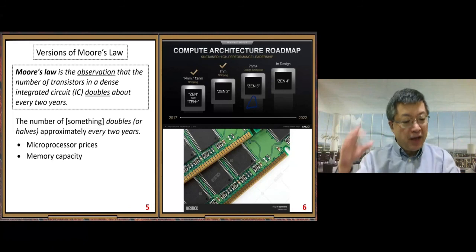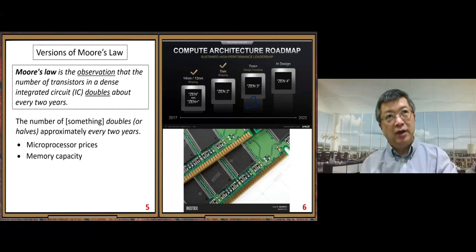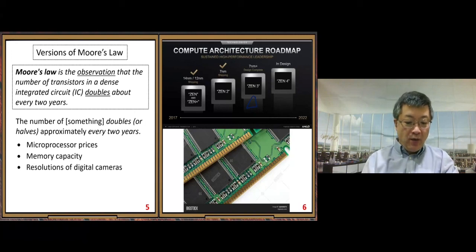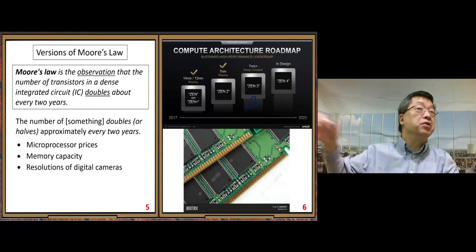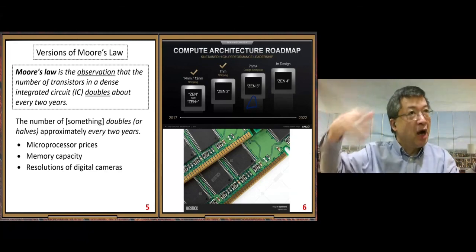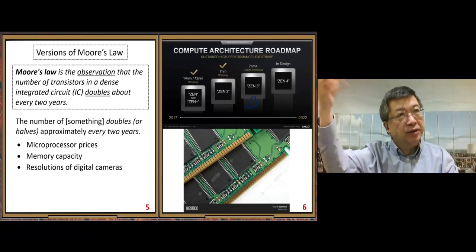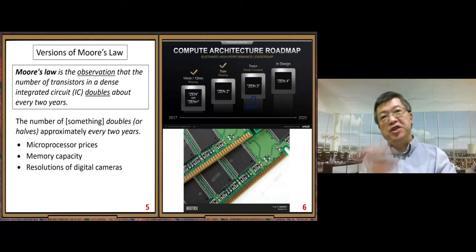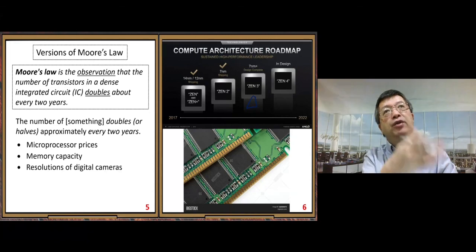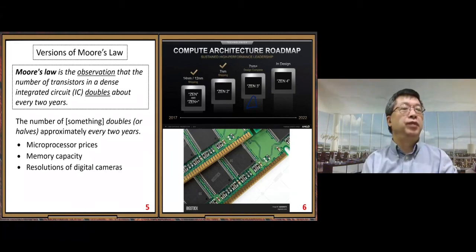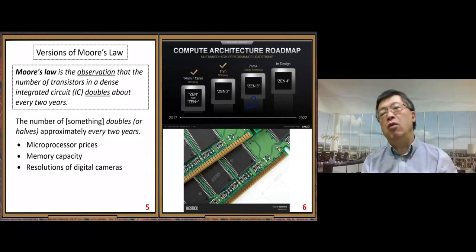Also, we consider the transistor density. Another example is the resolution of digital cameras. It also doubles: resolution becomes higher and higher, doubling every 2 years. So these are different versions. When people use these versions, they can also refer to Moore's law, because they are different variations of Moore's law.